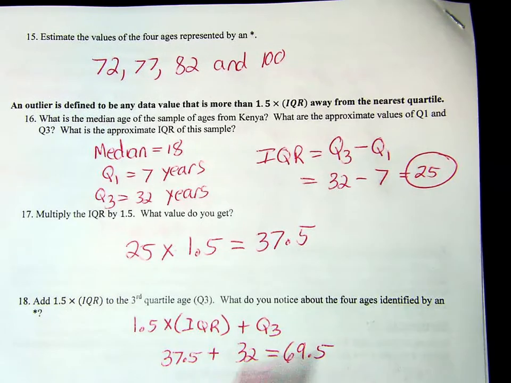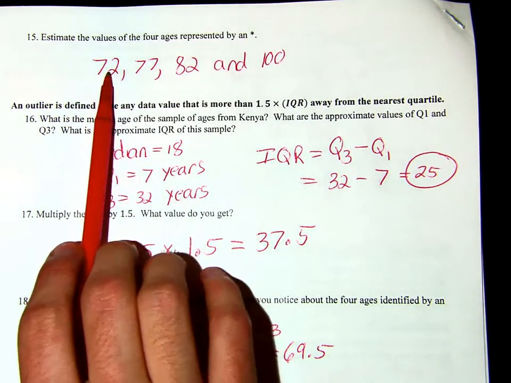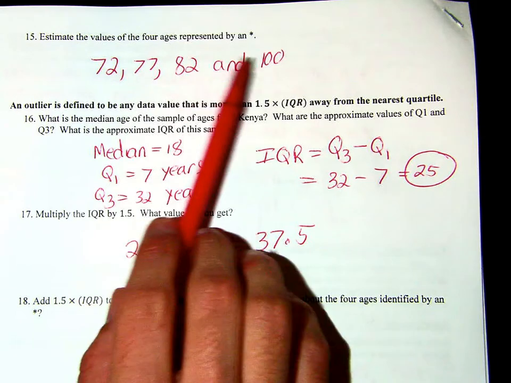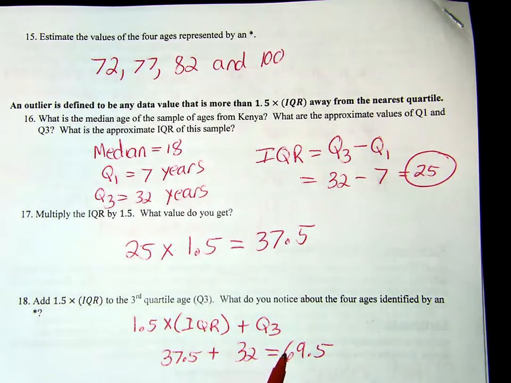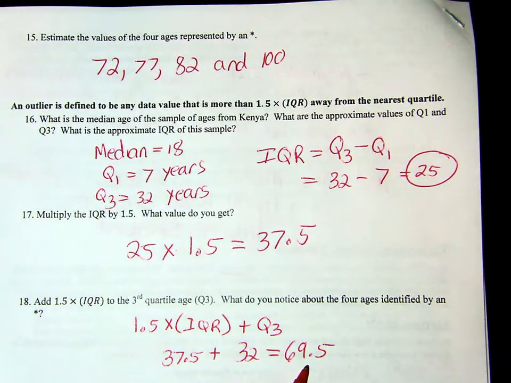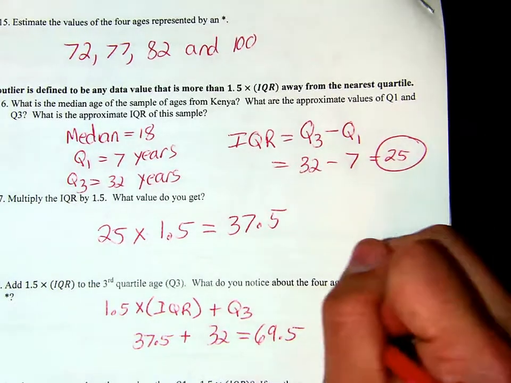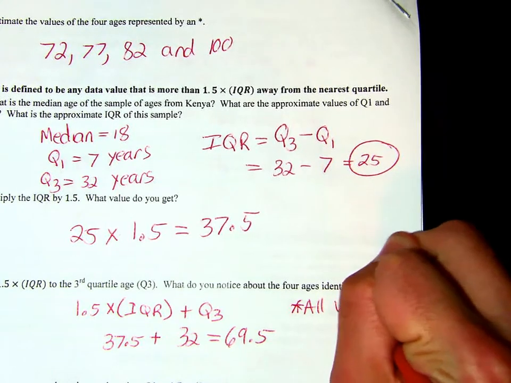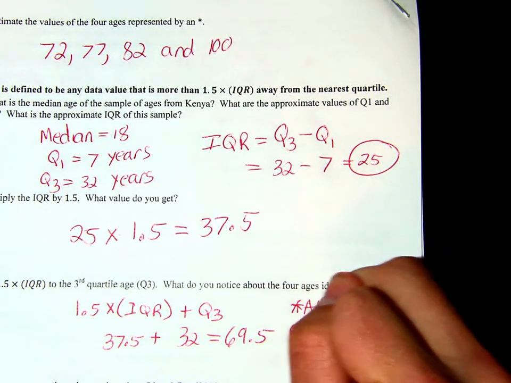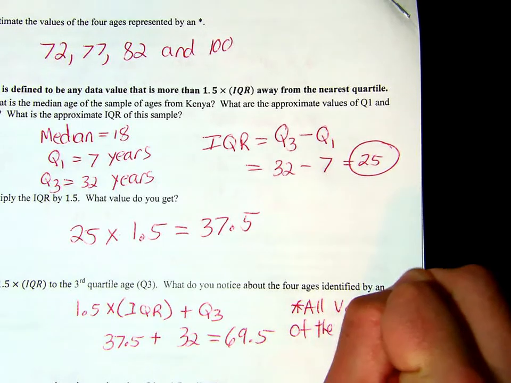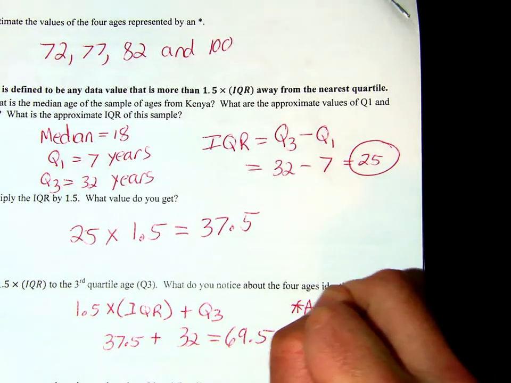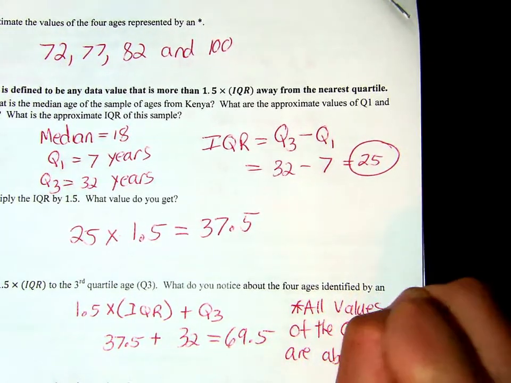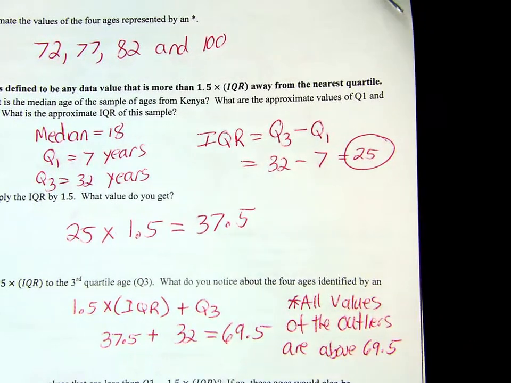And they ask, what do you notice about the four ages identified in the first example in relation to this 69.5? Well, if we look at this, we have 72, 77, 82, and 100. And we can see that each one of those values is greater than 69.5. So we could say that all values of the outliers are above 69.5. Okay? So that's what makes them outliers, because they're above this 1.5 times IQR.